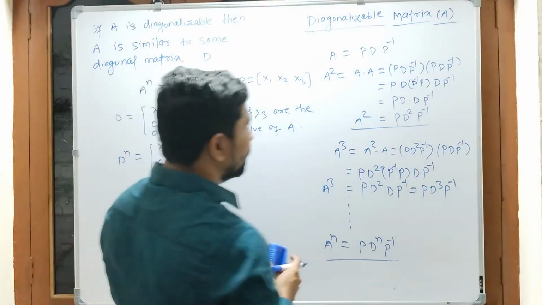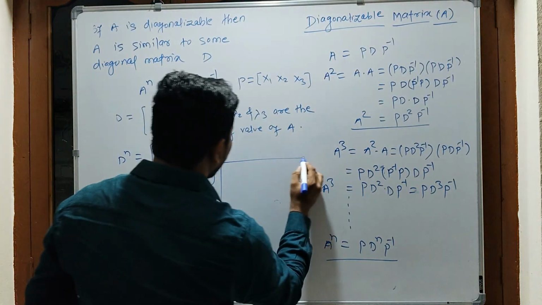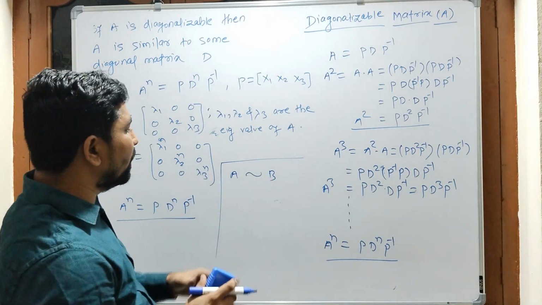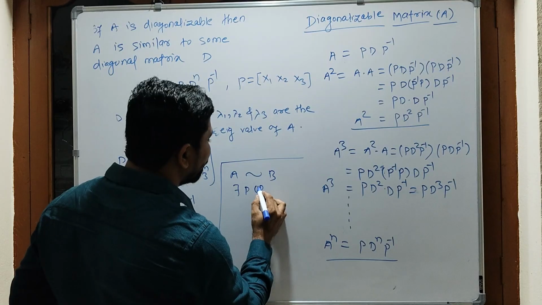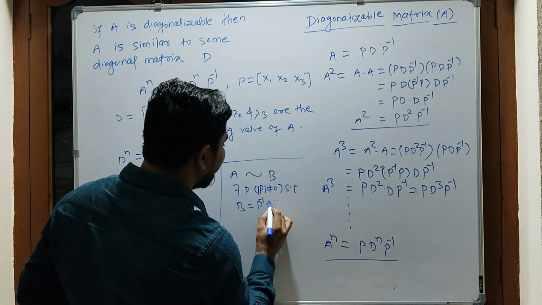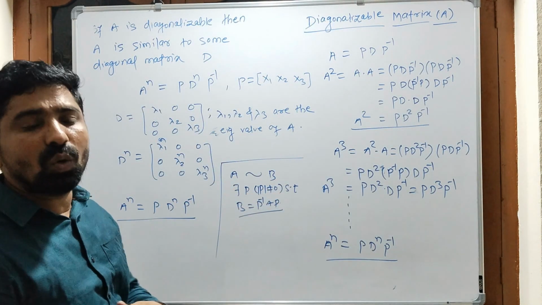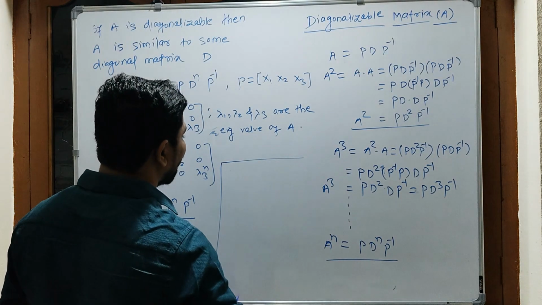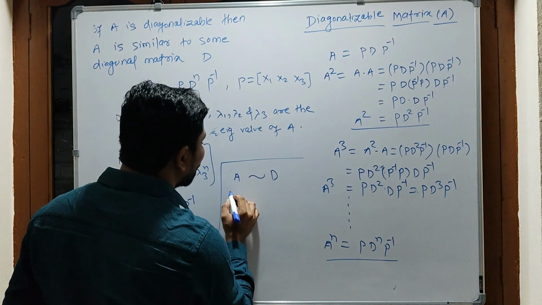Now, we have just learned what is meant by similar matrices. Here I will define: if A is similar to B, then there exists a non-singular matrix P, that is, determinant of P is non-zero, such that B can be written as P inverse A P. In the same way, I am writing, if A and B are orthogonally similar, that is, let's say A is similar to some diagonal matrix B which is orthogonally similar.